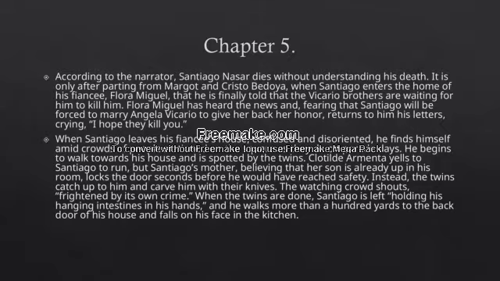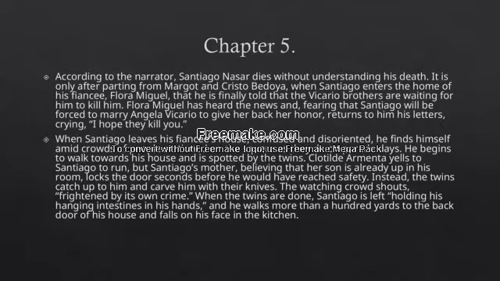Almost all the people, the crowds who gathered in the square, saw this crime, and the Vicario brothers accepted their crime. This is the summary of chapter 5. So I think all of you understand these two chapters.